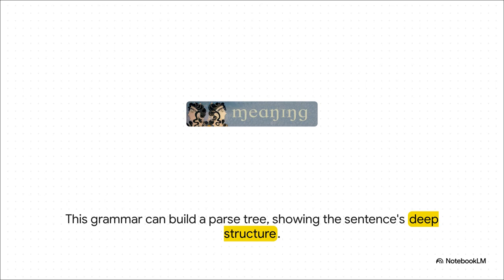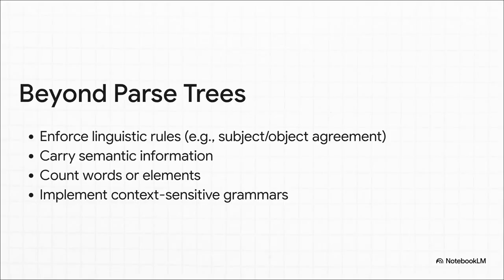When we run this fancier grammar on a sentence, we don't just get true back. We get a whole data structure, a parse tree that actually captures the deep structure of the sentence. We've officially gone from simple recognition to some serious structural analysis. And it totally doesn't stop with parse trees. You can use those extra arguments for almost anything. You could enforce grammatical rules, like making sure your subject and verb agree. You could carry around semantic information. You could count words or elements. You could even implement context-sensitive grammars, which are things that are basically impossible with simpler tools.